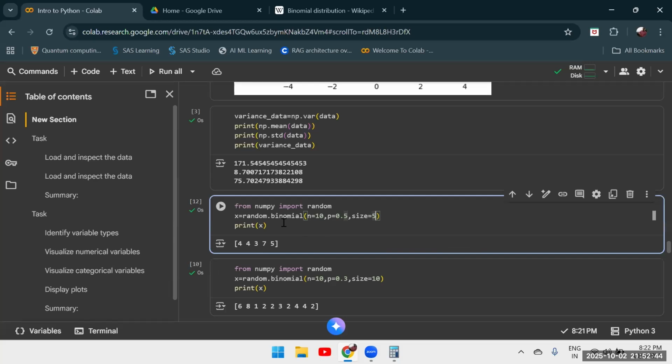50-50, sir. So if I'm going to represent it within 0 and 1, then what will be my value for my probability? 50-50. No, 0.5. 0 and 1. So 0.5, right? Yeah. So why am I giving it as 0.5?